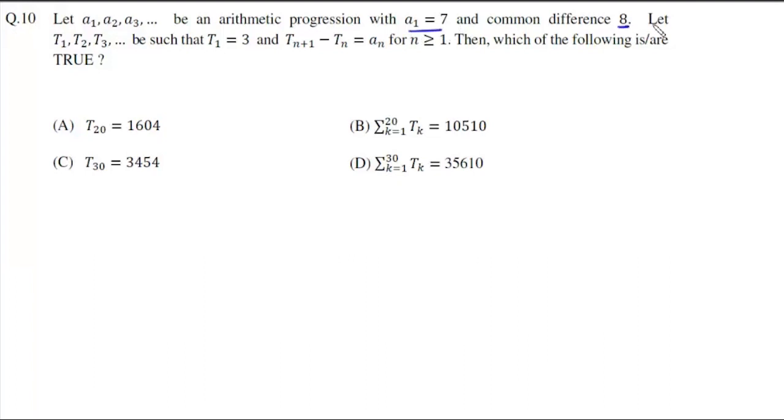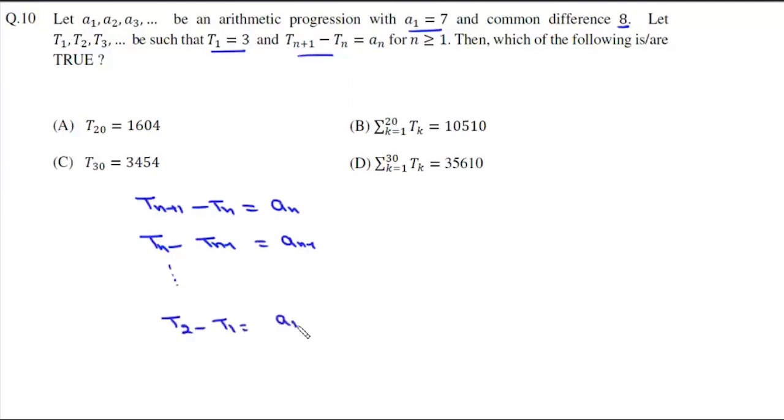T1, T2, T3 be such that T1 equals 3 and Tn plus 1 minus Tn is An, then which of the following is or are true? Now we are given that Tn plus 1 minus Tn is equal to An. Now Tn minus Tn minus 1 will be An minus 1, and in the same way T2 minus T1 will be equal to A1.